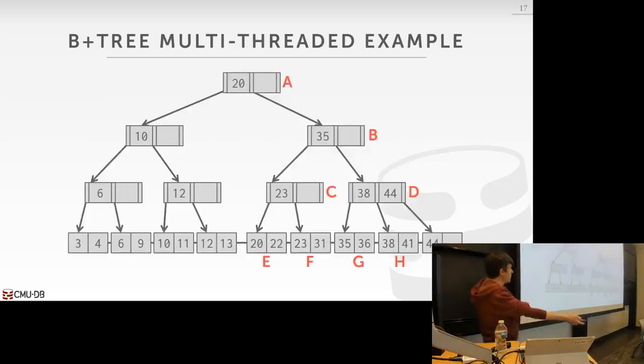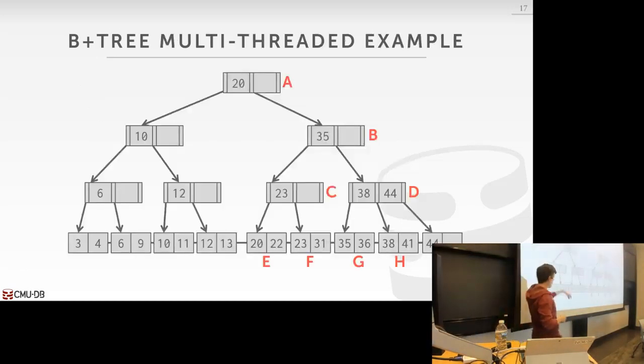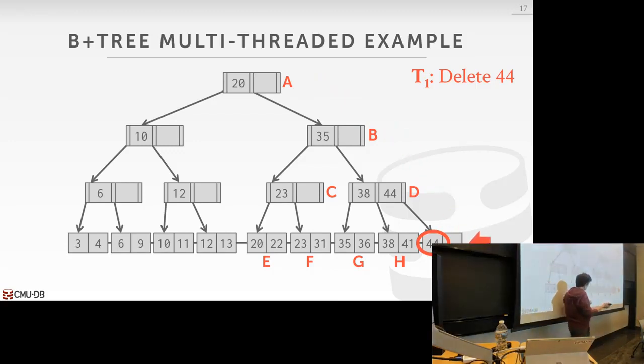So let's look at a high-level example here. We're going to focus on this side of the tree. I'm just labeling them A, B, C, D, E, and so forth on the leaf nodes. Say we want to do a delete on 44, down at the bottom. The first thread is going to start at the top. Again, we just do the traversal we talked about so far, where we look at the separator keys, figure out whether we want to go left or right, and we move down to the child node based on that.